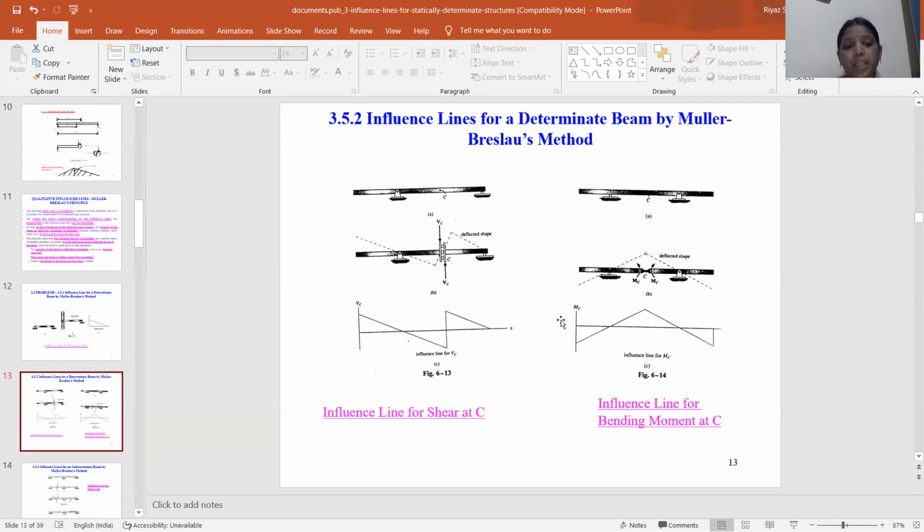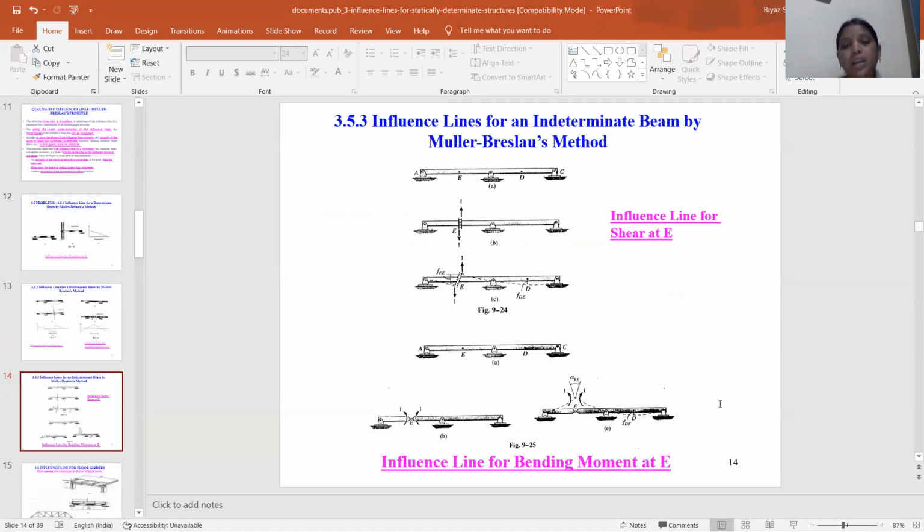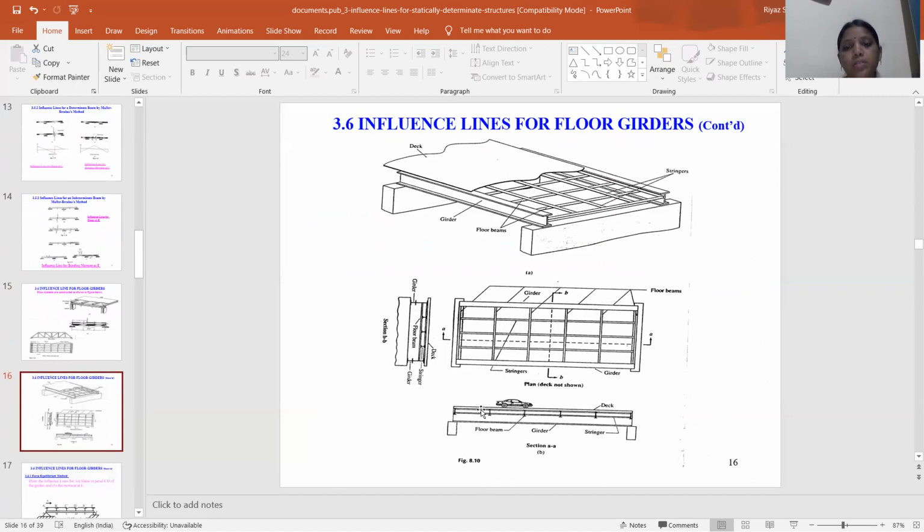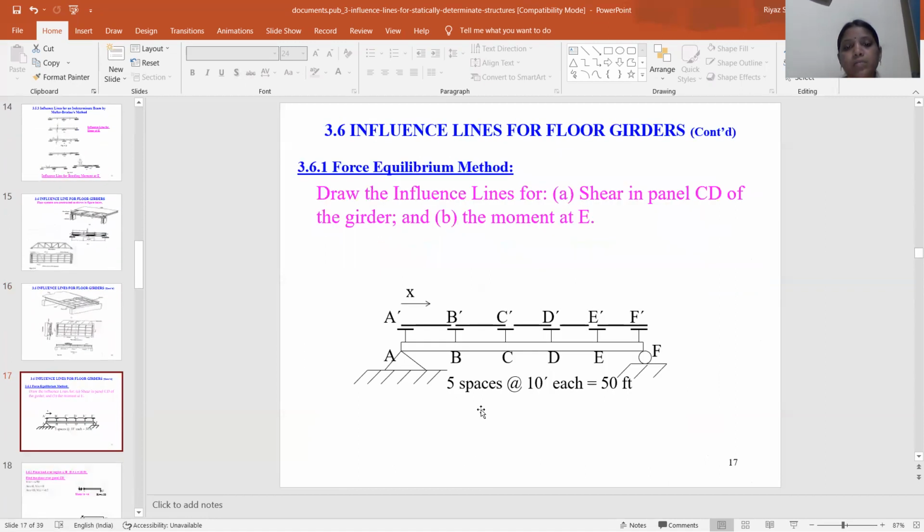Follow this for influence lines for reaction at A, influence lines for shear force at C, influence lines for bending moment at C. So this is the influence line for shear at E. This is floor girders. Floor systems are constructed as shown in figures. So trusses form the elevations and the plan. Draw the influence lines for shear in panel CD of the girder and the moment at E.